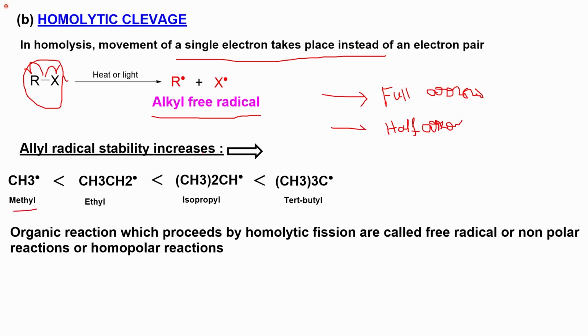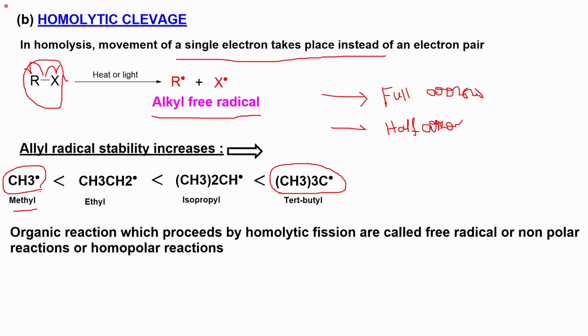So we have seen in the case of the carbocation, where the carbon contains 3 CH3 groups, it is the most stable carbocation. Now if we see the radical stability, then also the carbon containing 3 methyl groups, 3 alkyl groups, is the more stable radical compared to the normal CH3 dot methyl.